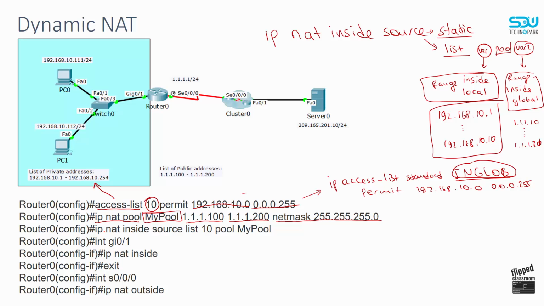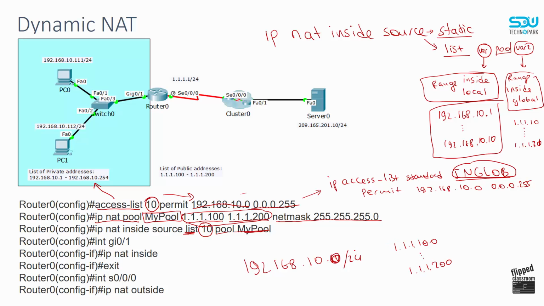To do this job, you have to type the command IP NAT inside source list, which defines the variable 10, and variable 10 defines this range of IP addresses. Then you type pool and the pool name my pool, which defines the range of these IP addresses, so that you will make translation of network 192.168.10.0 with prefix 24 to IP addresses 111.1.1.10 until 111.1.1.200.